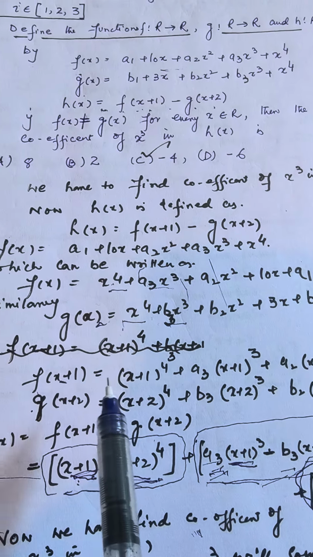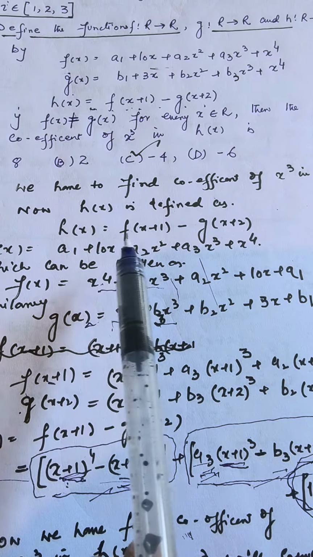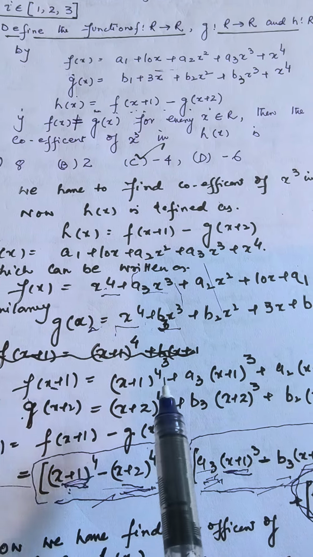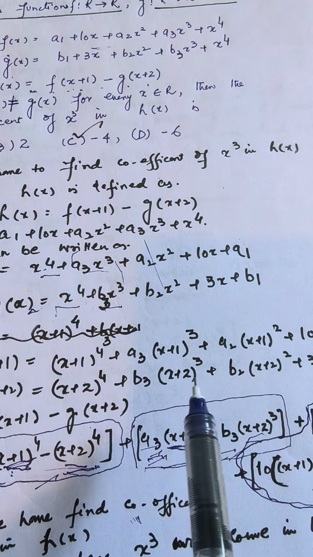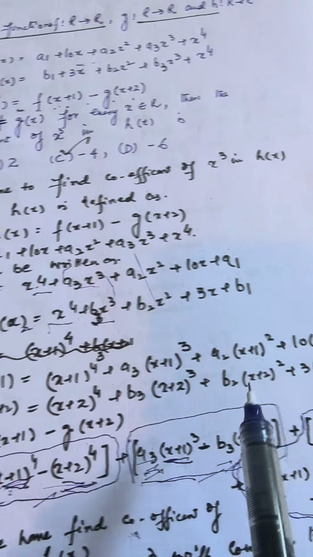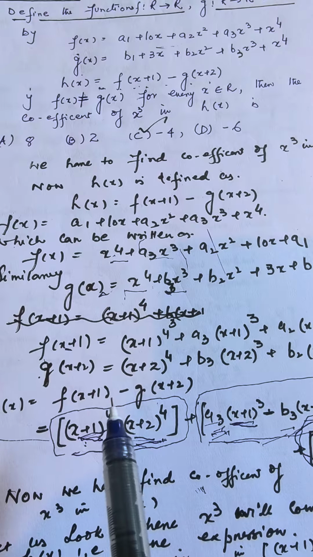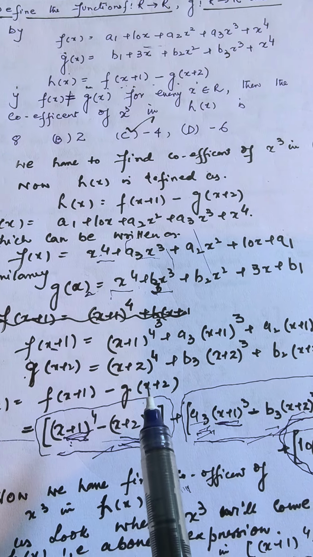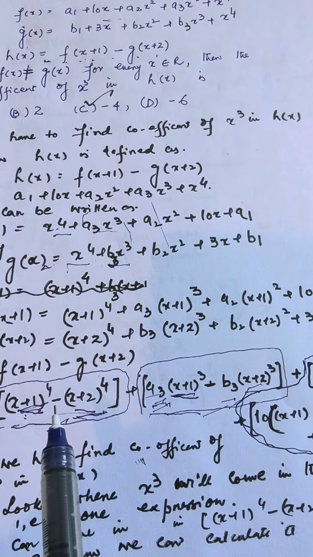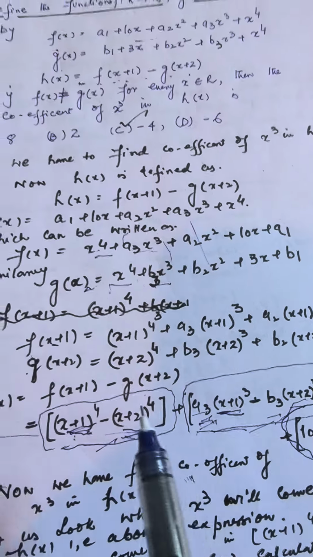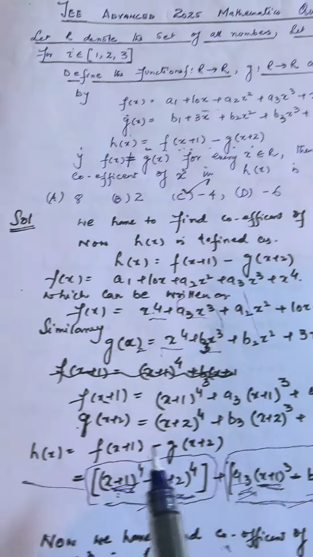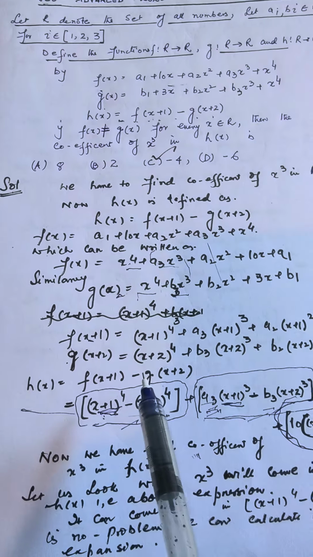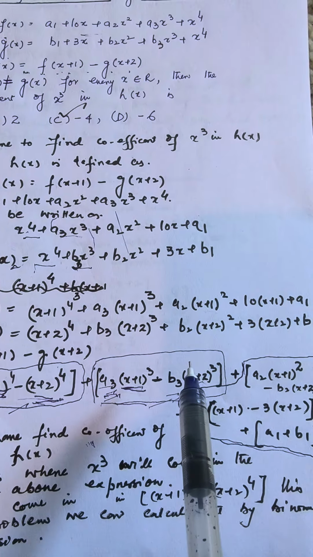So f of x plus 1 will be just substituting x plus 1 in f of x. So we got this, okay? And g of x plus 2, substituting x plus 2 in g of x, we are getting this. Now what is our h of x? This is f of x plus 1 minus g of x plus 2. If we subtract it, we get this, right? So now we have this polynomial, this h of x, which is this whole thing.